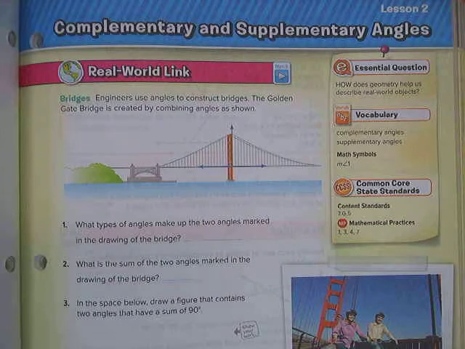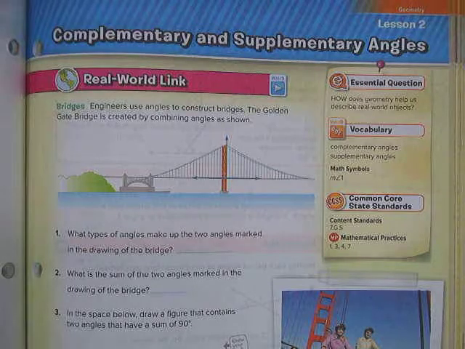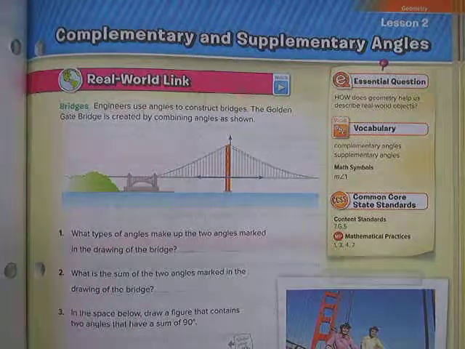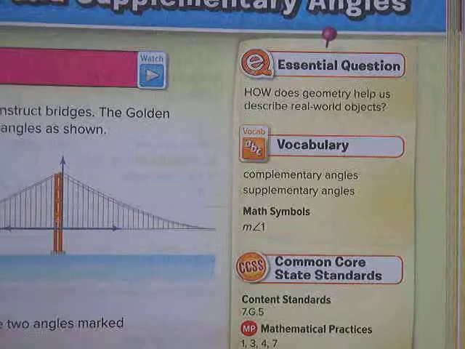Please open your books to page 543. Page 543. We're on Lesson 2, Complementary and Supplementary Angles. So please grab a highlighter or a pen or whatever materials you need. We are going to be taking some notes. And we're going to look up here at the essential question.